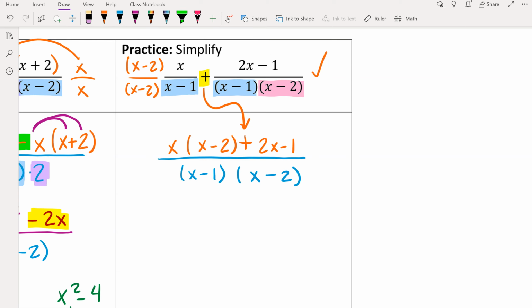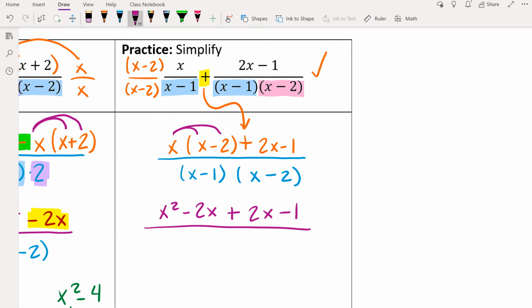Sweet. All right. Now that we have gotten our common denominator, we're on to step 3, which is distribute in the numerator. So we need to distribute this x. We get x squared minus 2x, and then plus 2x minus 1 over x minus 1, x minus 2. Sweet. Distributed in the numerator. Check. Done with that step. Let's go to step 4.